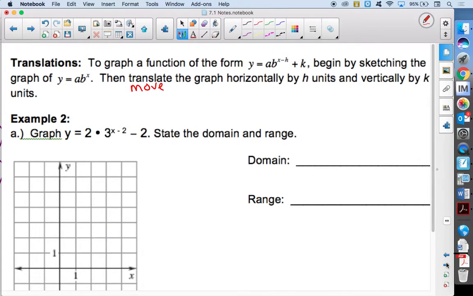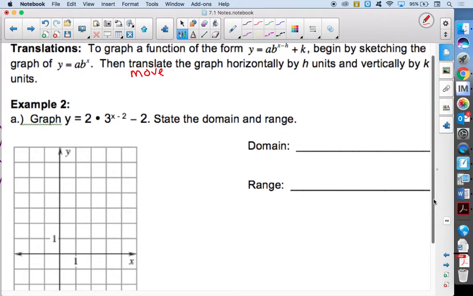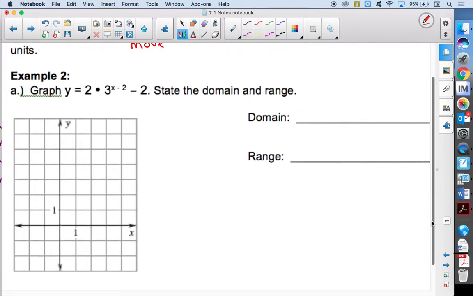And then it says translate the graph horizontally with h. Remember, h goes left and right, and it's always the opposite of what you see. Vertically with k. So h and k are still part of the equations, and I'll show you how we're going to use them in a little bit. So we're graphing y equals 2 times 3, and then it has x minus 2 as the exponent, and then a big minus 2 next to that, as a whole number being separate.